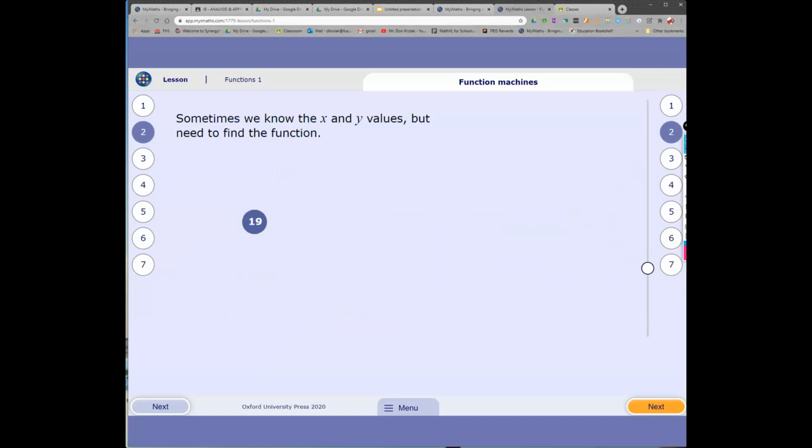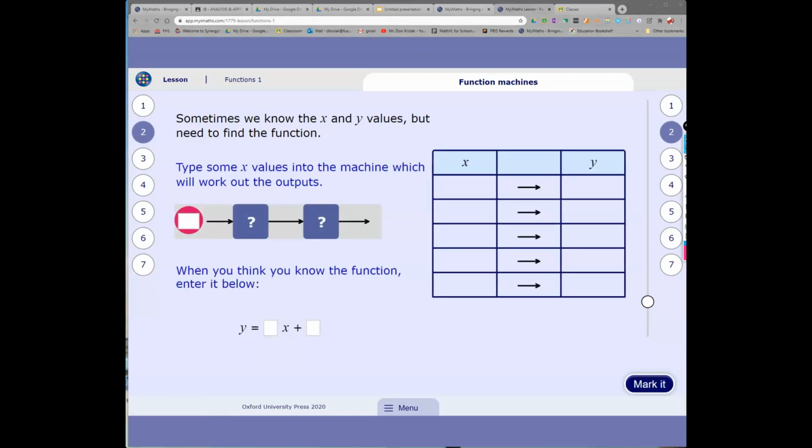So sometimes what we do is we know the x values and the y values, but we don't have the function. So here we're going to end up with the x and the y values and then figure out what's being done in this machine in order to create them. Okay, so I'm going to just pick an x value. I think a pretty easy x value is 0. So when 0 went in, it gave us a 7. So 0 got mapped to 7.